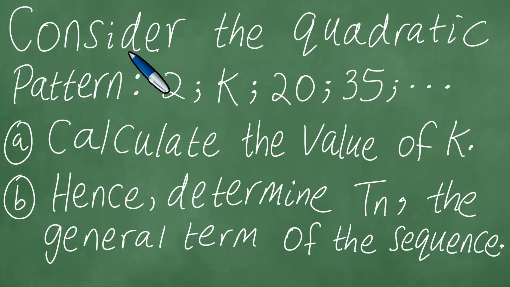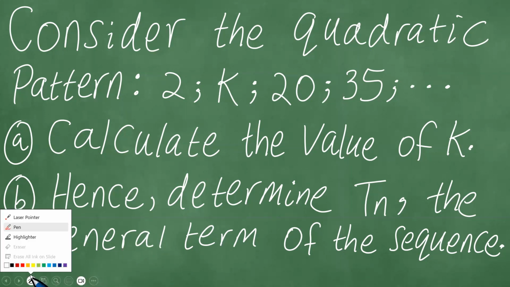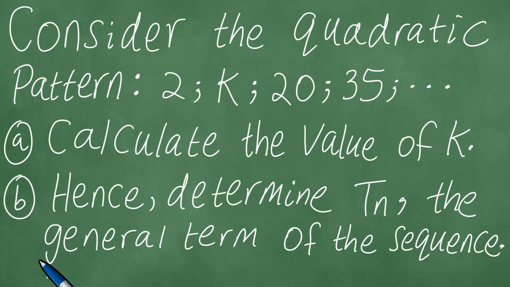Right, we need to consider the quadratic pattern with the terms 2, k, 20, 35, and so on. And we shall proceed to calculate the value of k in B, hence determine Tn, the general term of the sequence. We proceed to solve this problem in a step-by-step manner as follows. Right, so first things first, we write down the sequence in part A.